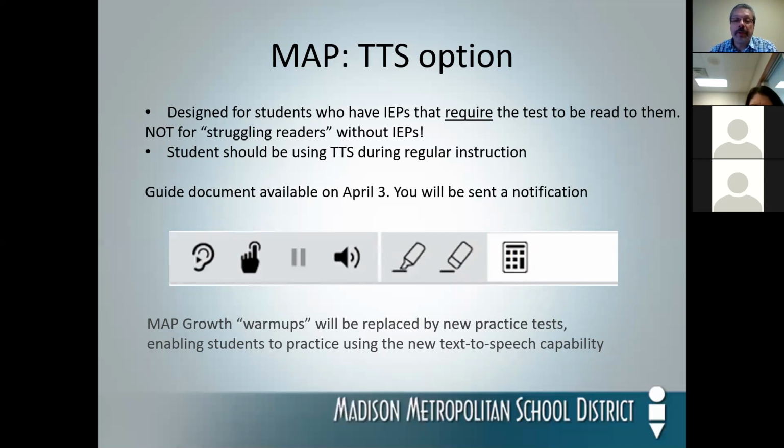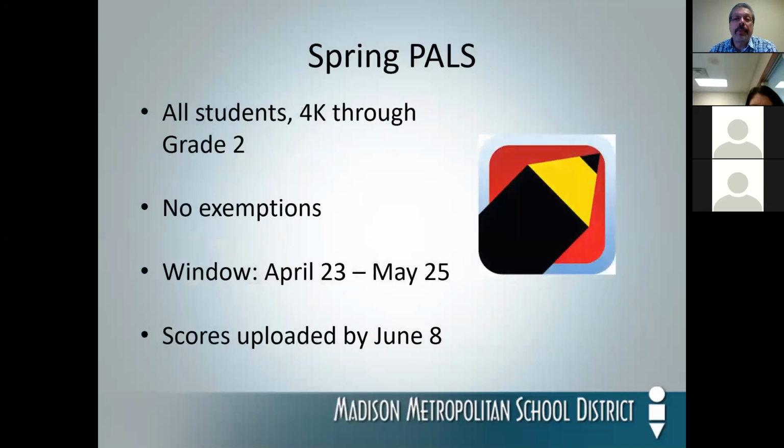All right, let's continue. Elementary schools, you have Spring PALS coming up. PALS in the spring is the same test window for all students for four-year-old kindergarten through second grade. There are no exemptions. We had, for one year, if you reached benchmark or high benchmark, you were through testing in second grade. We're not doing that. It's just everyone will do this particular assessment in the spring.